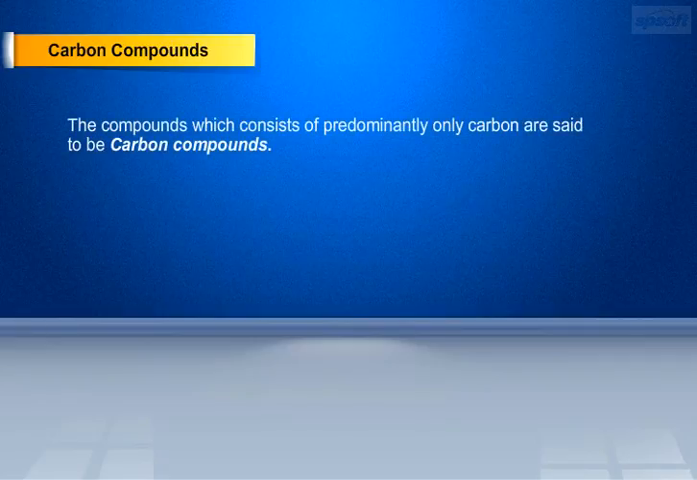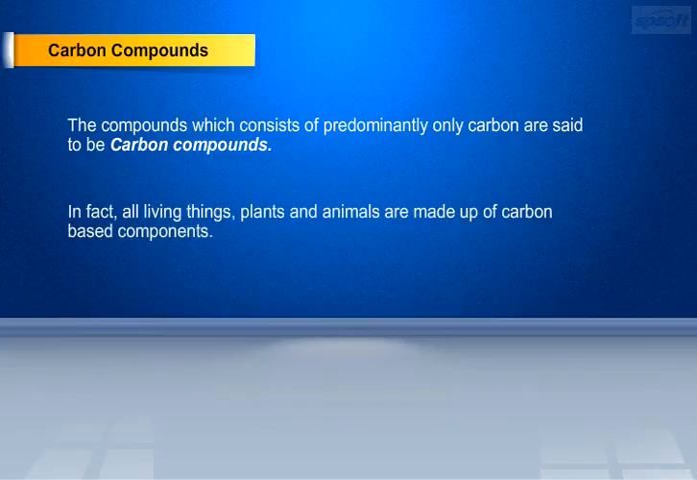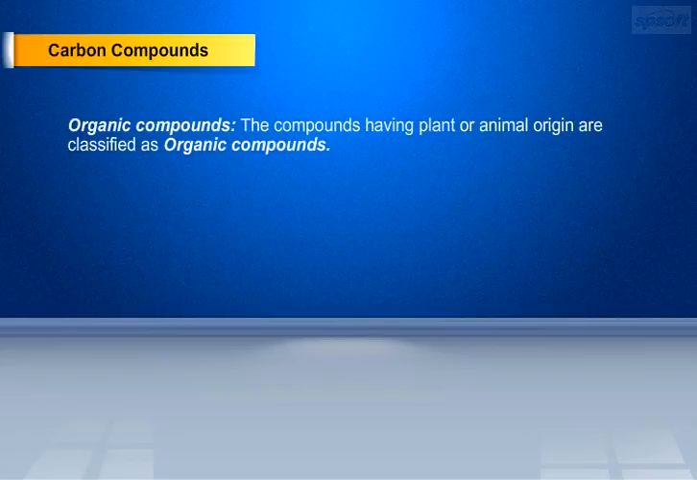Compounds which consist of predominantly only carbon are said to be carbon compounds. In fact, all living things, plants and animals, are made up of carbon-based components. Organic compounds: the compounds having plant or animal origin are classified as organic compounds.